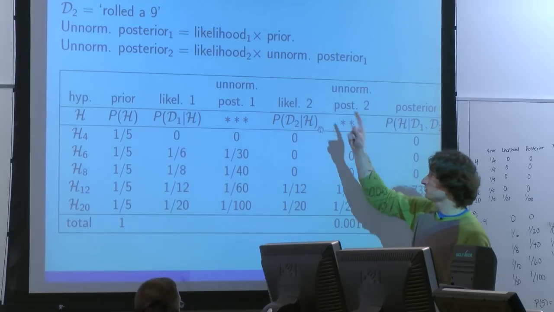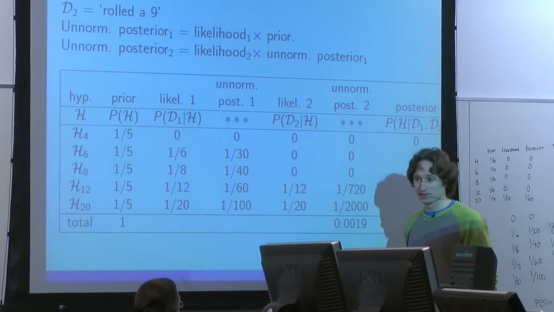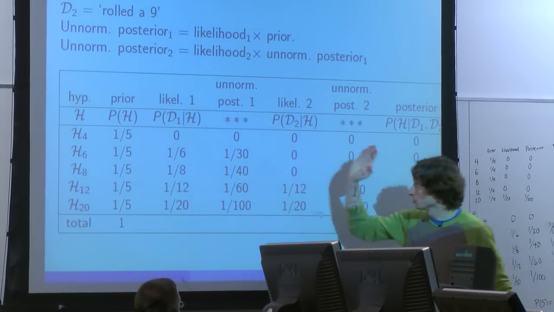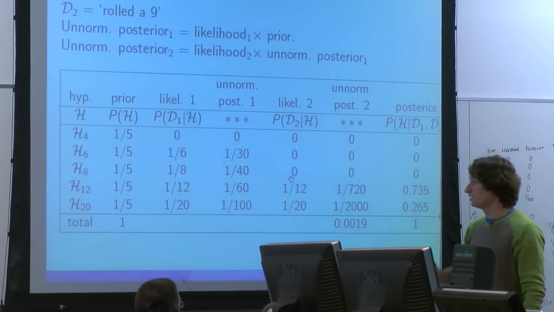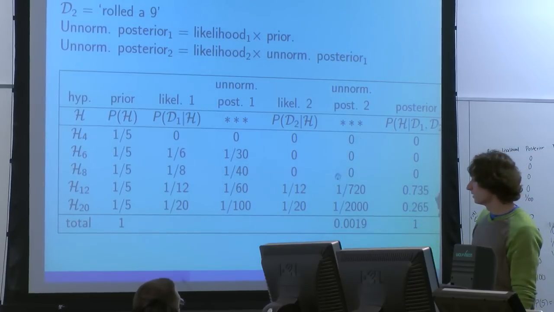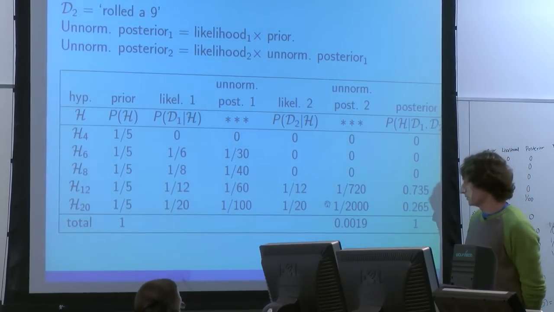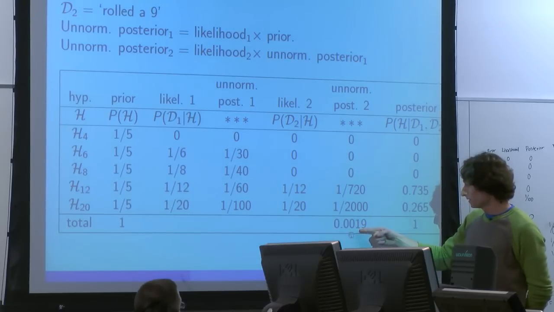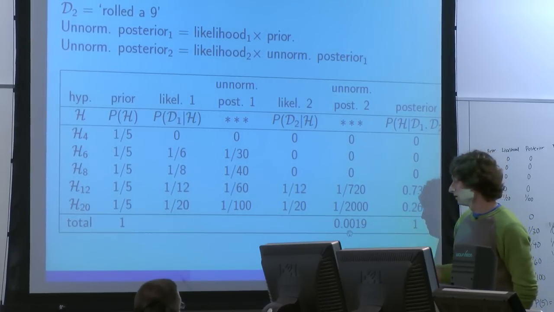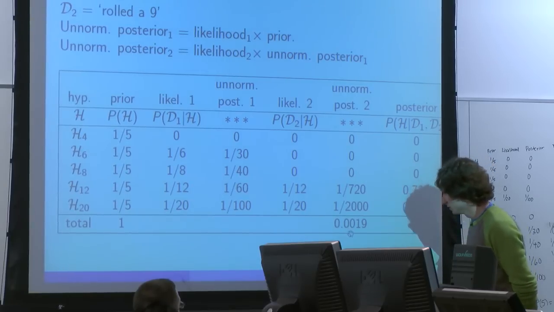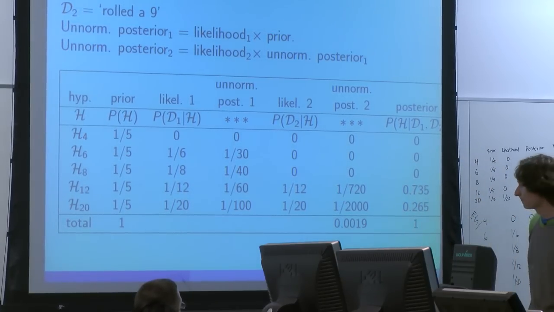We get our next piece of data, the 9. We have 0, 0, 0, 1/12th, and 1/20th as the likelihoods. We multiply this new prior by this likelihood, get the new unnormalized posterior. It only has 2 possible non-zero probabilities in it. The sum, the total probability of rolling a 5 and then a 9, is only 0.0019. OK?